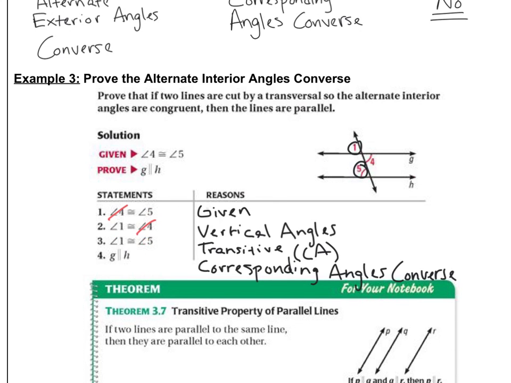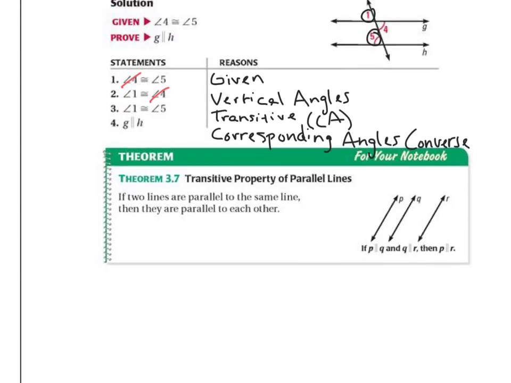So hopefully these proofs are becoming a little bit easier. These are pretty simple, basic ones, but we just proved the alternate interior angles converse. So it works when we do numbers too.